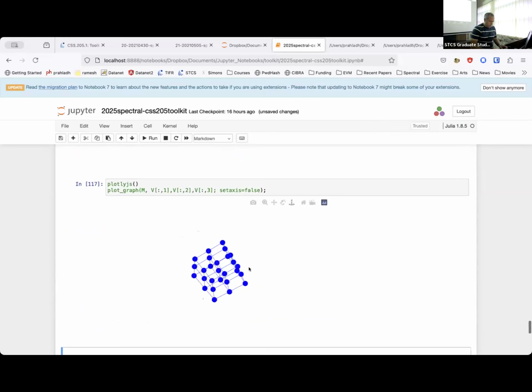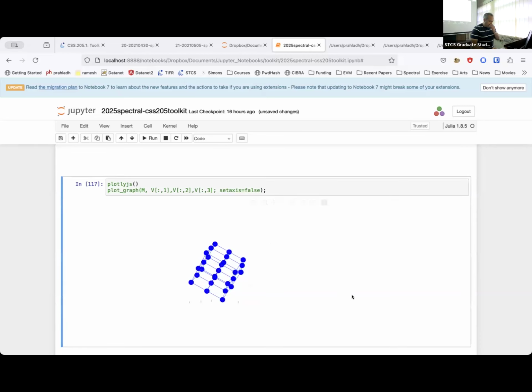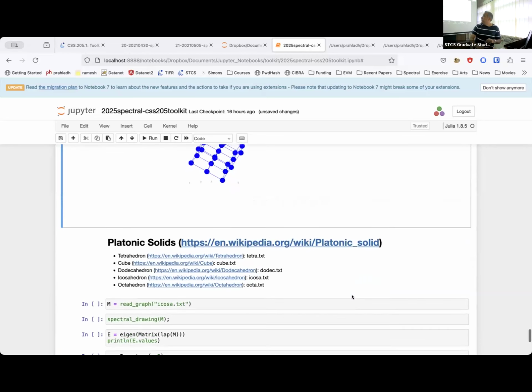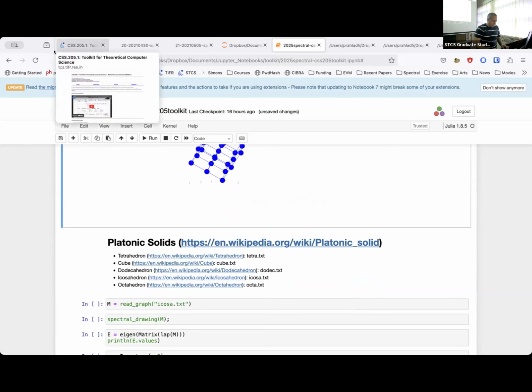So somehow these eigenvectors decide to do this. Let's do something more. What I'm now doing is taking the Platonic solids, the icosahedron, dodecahedron. These are actual solids, regular solids in this one.